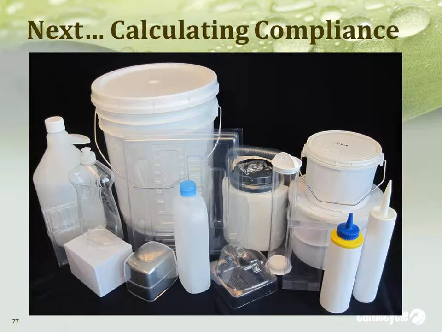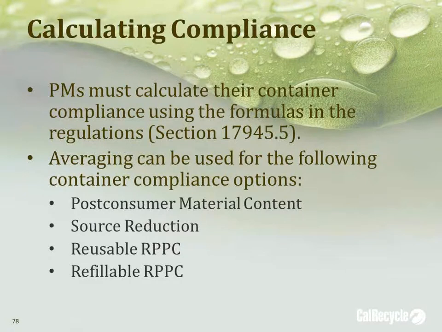After you reviewed the various compliance options, you'll want to ensure that you've actually attained compliance by doing the calculations. When it comes time for a product manufacturer to calculate their claim of compliance, they must use the formulas provided in Section 17945.5 of the RPPC regulations. These formulas ensure that product manufacturers use and report the appropriate data when submitting a claim for a particular compliance option. The formulas will also be made available on CalRecycle's website.